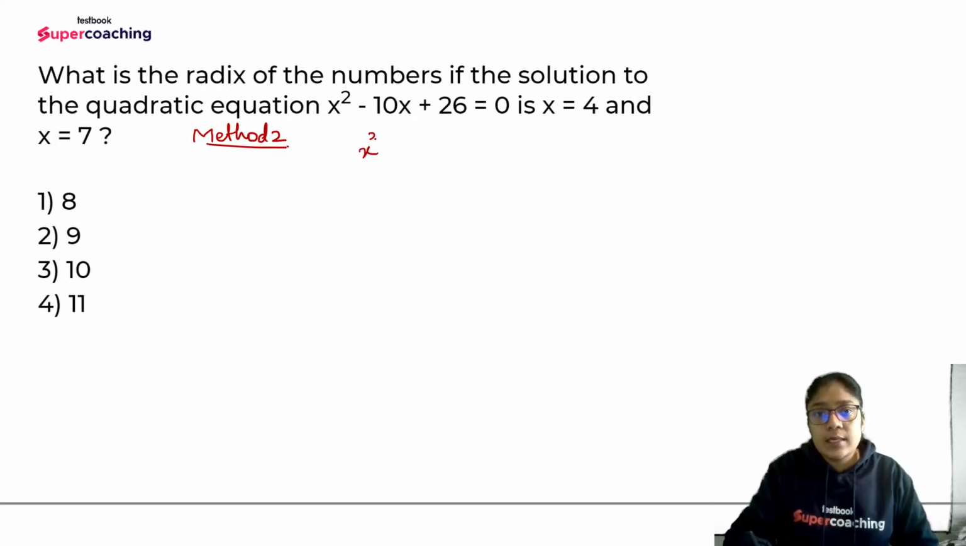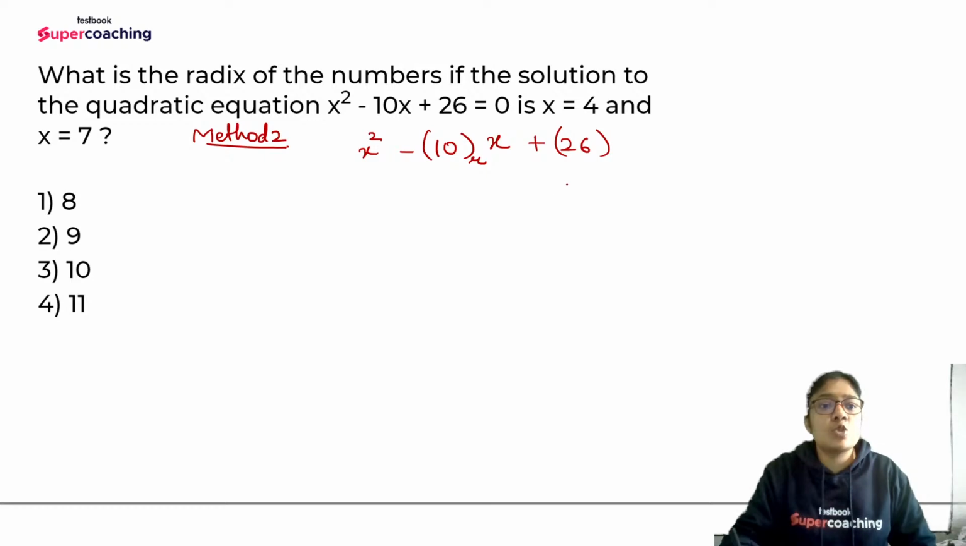x square minus 10 in which base, we don't know. This is what we have to calculate. x is the factor plus 26 in which base it is coming. Obviously, the result here will be greater than 7, because digit 6 is possible only if the base is 7 or greater than 7, equal to 0.